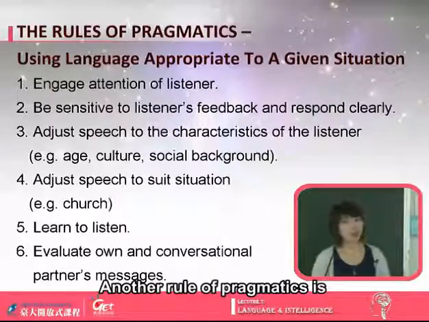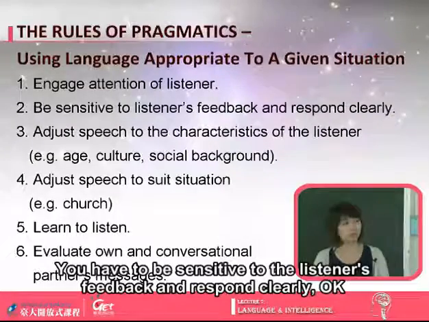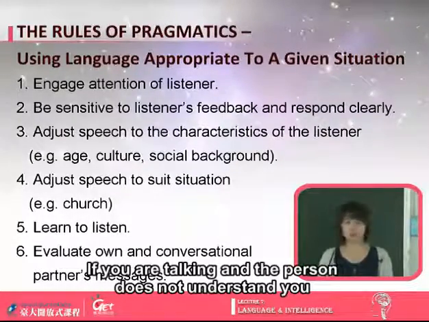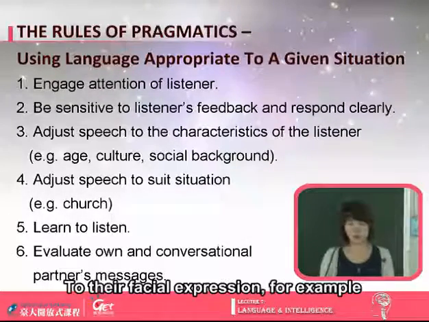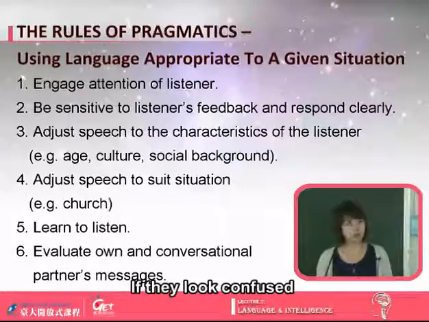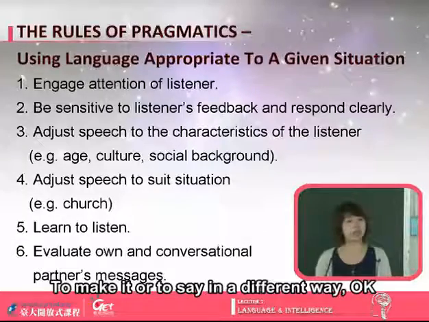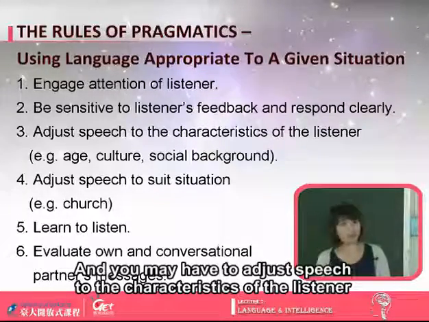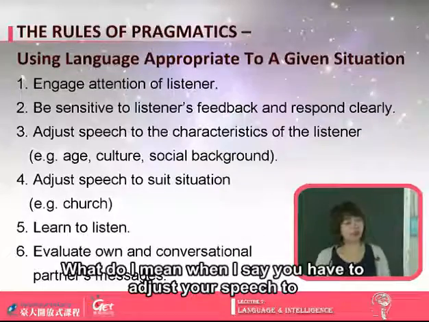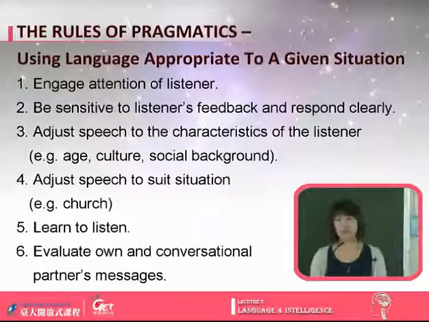Another rule of pragmatics is you have to be sensitive to the listener's feedback and respond clearly. If you're talking and the person does not understand you, you can usually tell, and you're sensitive to their facial expression, for example. If they look confused, you get the idea that you need to repeat yourself or say it in a different way. And you may have to adjust speech to the characteristics of the listener. What do I mean when I say you have to adjust your speech to, for example, the age of the listener? Anyone tell me?